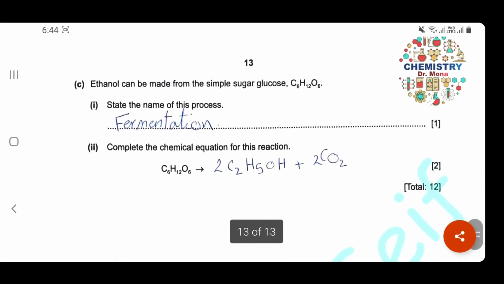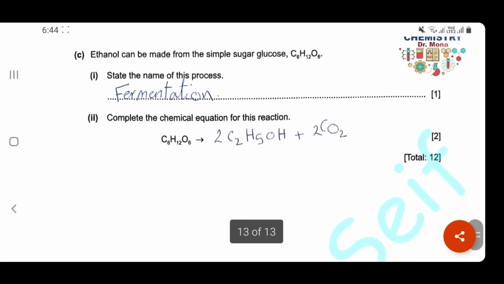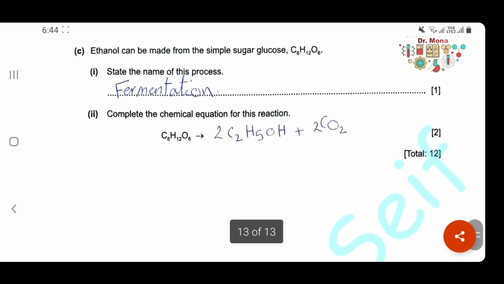Question C. Ethanol can be made from the simple sugar glucose. State the name of this process. Ethanol can be made from sugar by fermentation. Complete the chemical equation for this reaction. This question is for 2 marks. 1 mark will be for the correct formula of ethanol, and the second mark will be for balancing the equation.